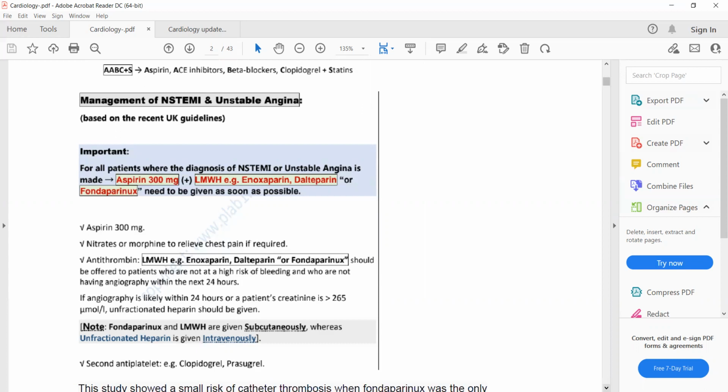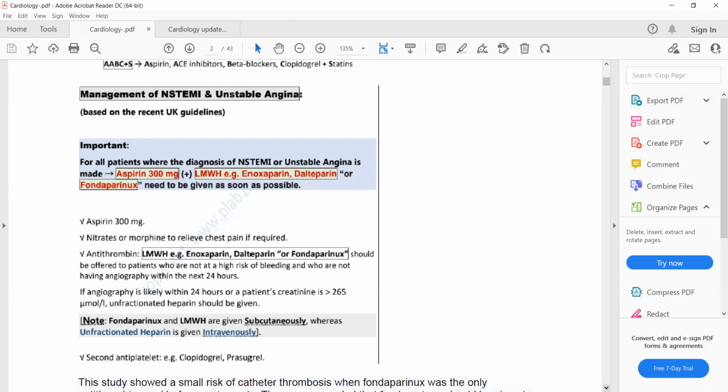So a patient presents to you with non-ST elevation MI or unstable angina: aspirin, oxygen, morphine, nitrates, and low molecular weight heparin if he is not undergoing angiography within the next 24 hours, or unfractionated heparin if he's to undergo angiography in the next 24 hours.